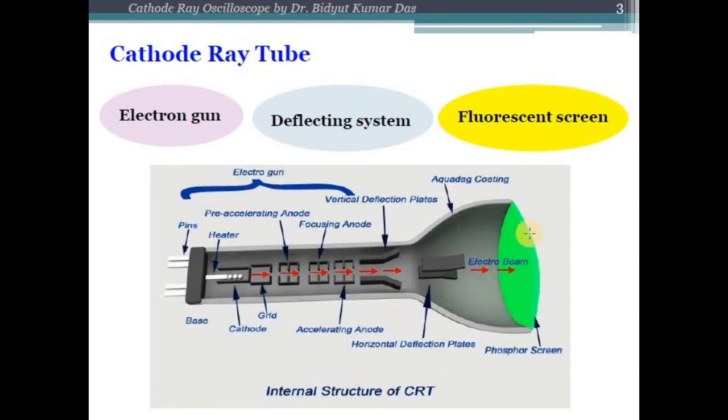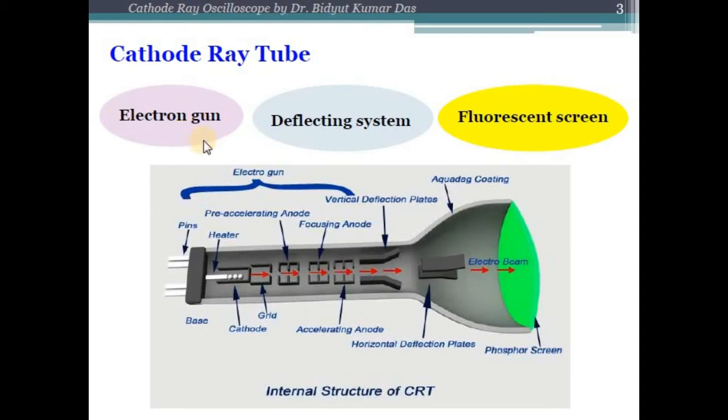Now, the whole cathode ray tube can be divided into three parts. For example, electron gun, deflecting systems, and fluorescent screen. So, we'll be discussing one by one. So, let's first talk about the electron gun.